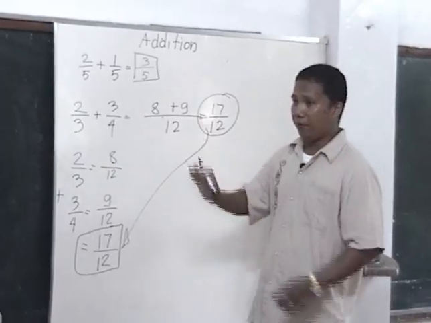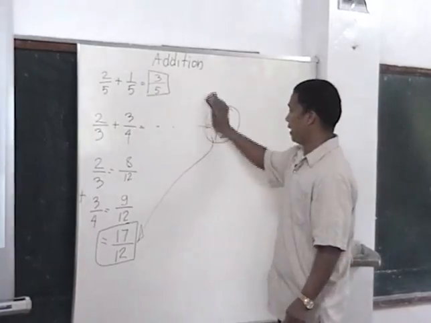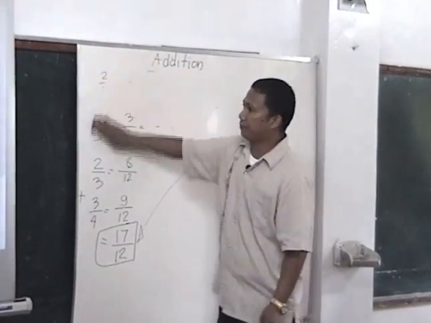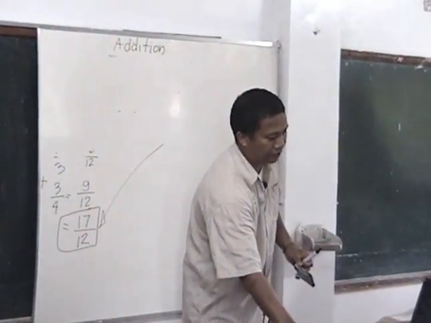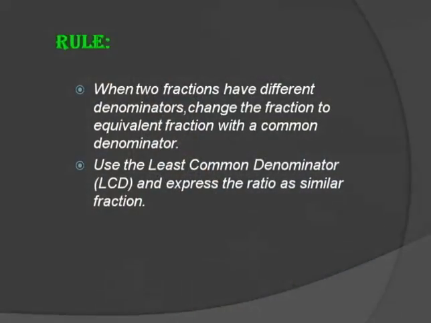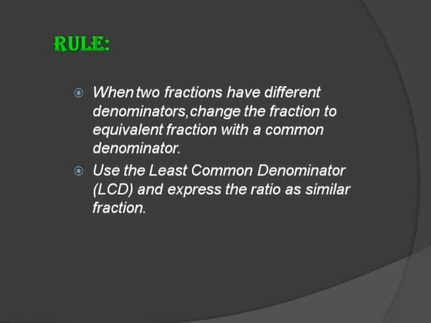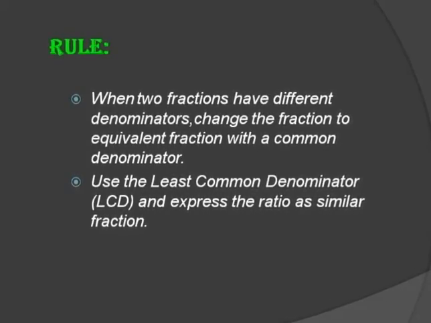So back to our addition of rational expressions. Say for example, class, I have a value for the first rational expression. In addition process, the rule is when two fractions have different denominators, change the fraction to equivalent fraction with a common denominator and use the least common denominator or LCD and express the ratio as similar fraction. So let us find the LCD.